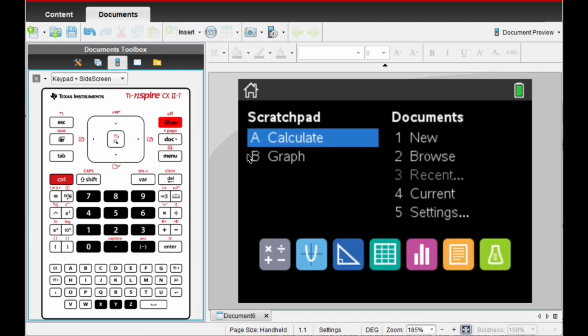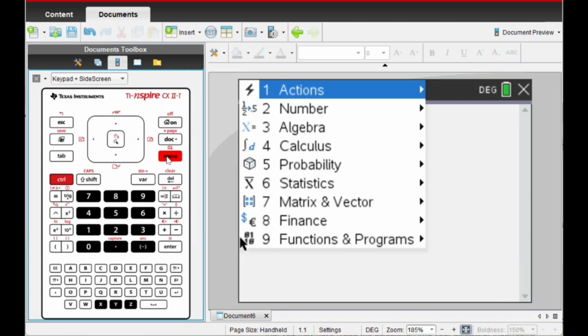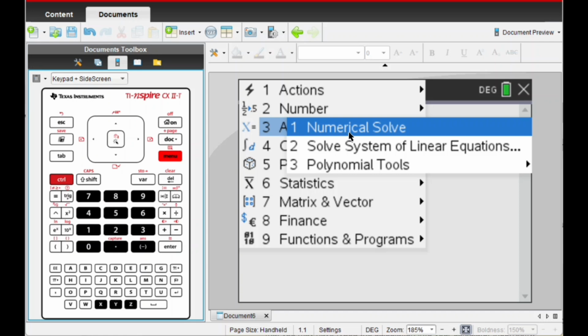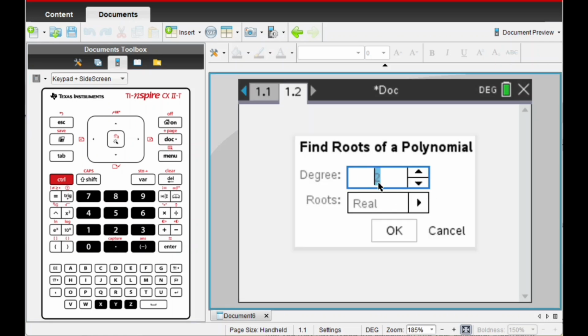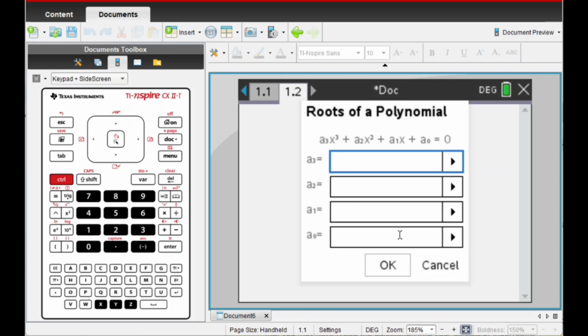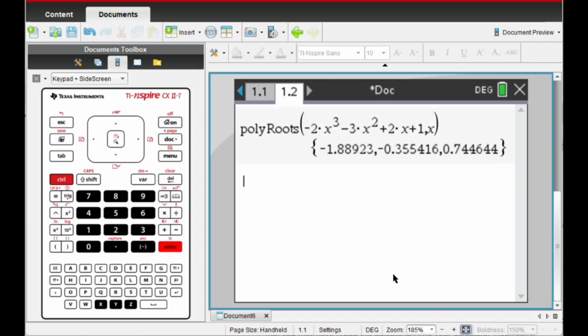Now another way you can do this is on the calculator page. If you go Menu, Algebra, Polynomial Tools, and Find Roots of a Polynomial, which is just what we're trying to do. Degree means what's the highest power. In this one it is 3. Now we put in each value. What's the value in front of the x cubed? It is negative 2. The value in front of the x squared is negative 3. In front of the x, it's 2. And the number on its own is 1. So you've got to put it in like that. Press OK, press Enter. And there you are. You can see there we have the 3 roots, which we also found on the graph side.